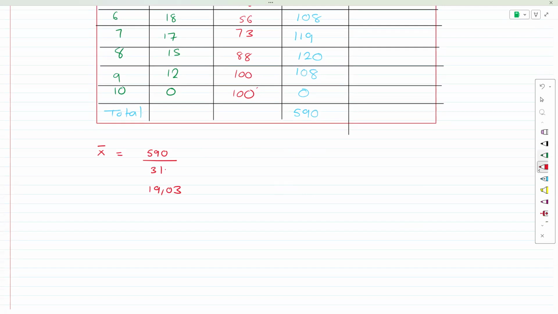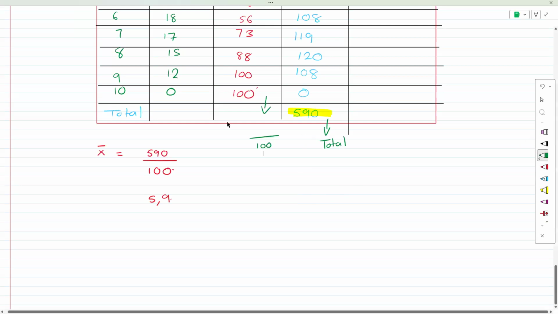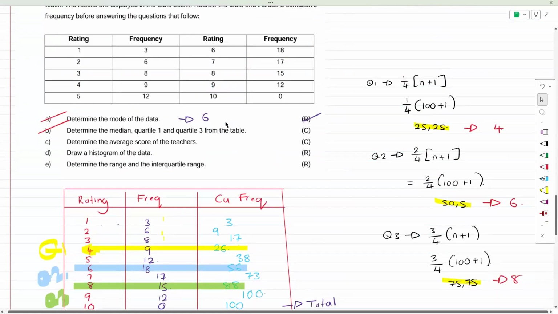Ooh, wait, guys. Sorry, not 31. I'm using the previous question. 590 divided by 100. There's 100 people there, actually. This is 5.9. See, guys? So remember, this is the total. That's the total, and that's the number we divide by. And that's all there is to this question.